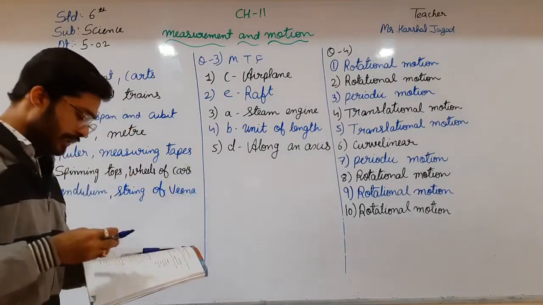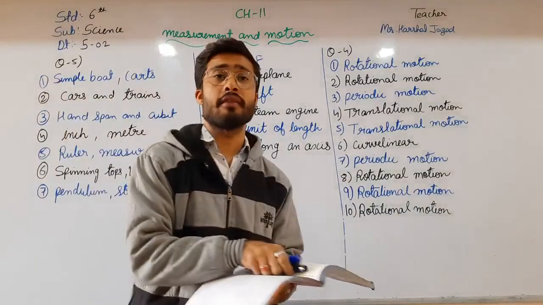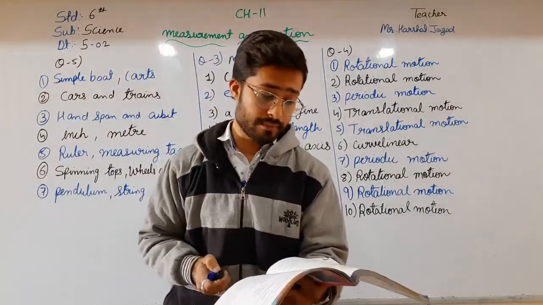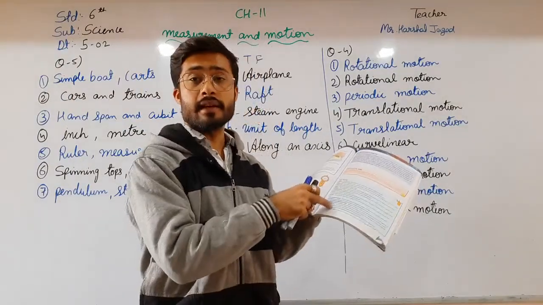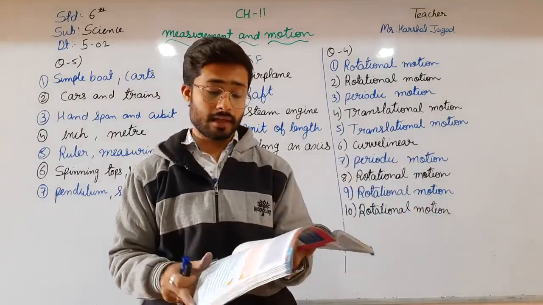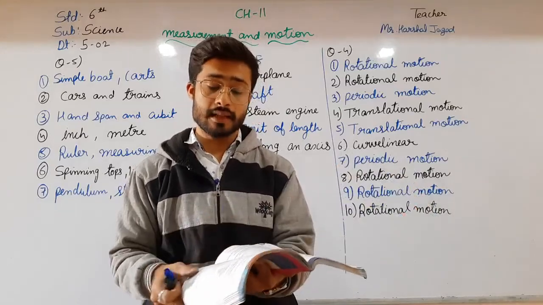Okay, so these are the examples, and in question number F you can see, explain the following terms. It is given: length, measure, handspan. Here it is written on page number 131 in the keywords, from that you can write.